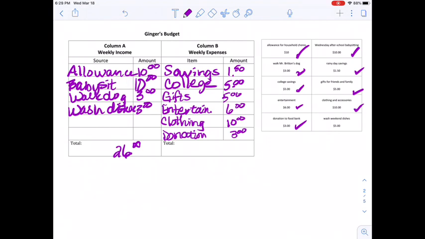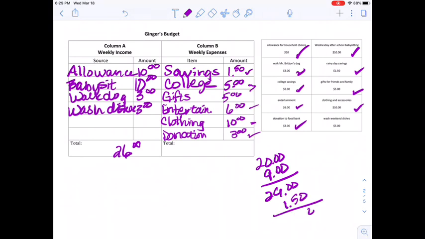I'm going to make this a little easier for myself. I see $10 here, and look, $5 and $5, that's another $10. So that's $20. Now, $6 and $3. 6 plus 3 is 9. So far, her expenses are $29, and we still have this $1.50. Remember, I line the decimal places up, and then I add and bring my decimal straight down.